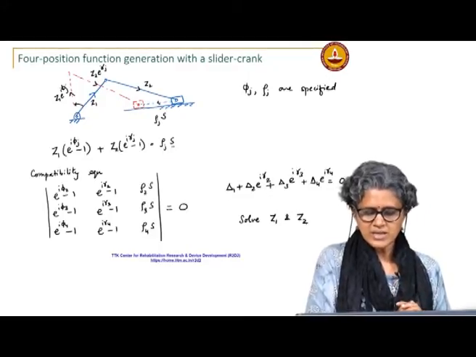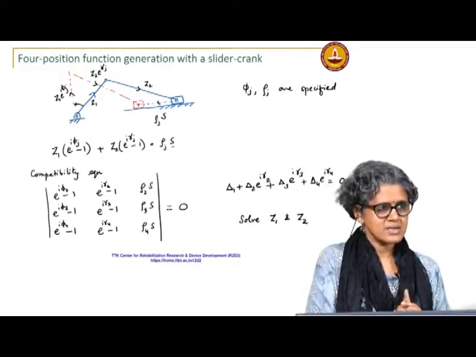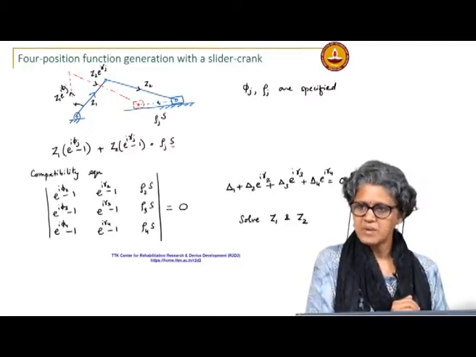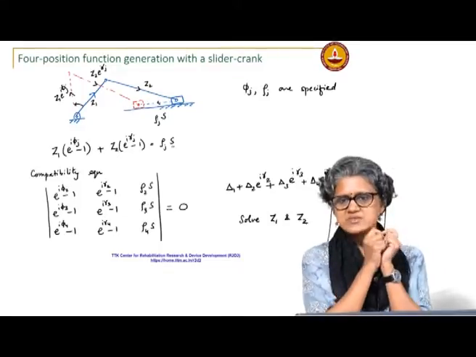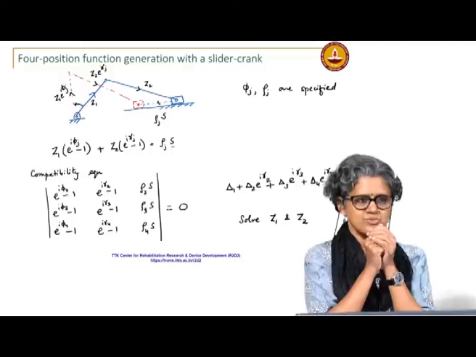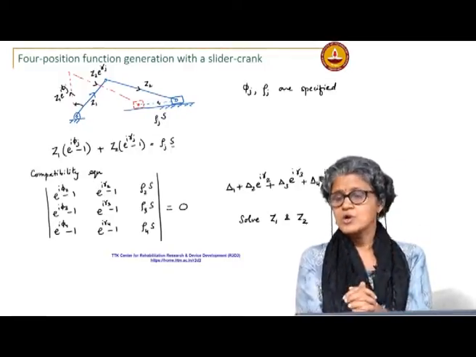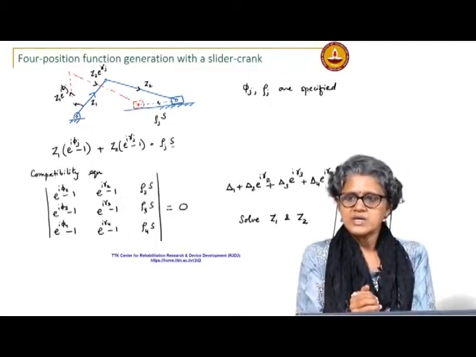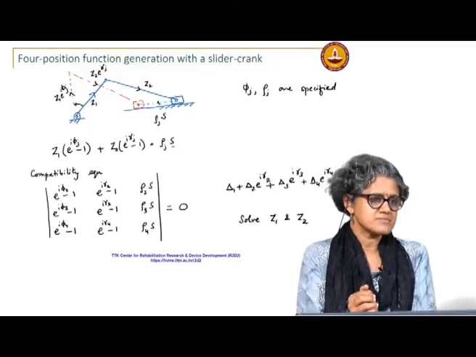So, that kind of concludes what I wanted to do with analytical synthesis. Now, although we have also dealt with path generation, we saw that it is a matter of specifying, in fact, it is easier to do than motion generation, and you can actually synthesize for more precision points because you are not worried about the orientation of the coupler. But the next topic that we shall do is coupler curves.